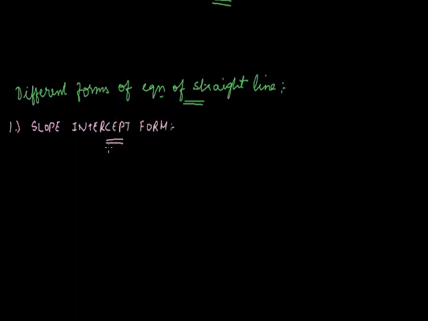Slope intercept form. I'll define the equation of the line first in the slope intercept form. The equation of the line with slope m and making a y-intercept c is y equal to mx plus c. This is the slope intercept form of our straight line, where m is the slope of the line and c is the y-intercept of the line. Now we shall see how we derive the straight line in these terms, slope and intercept.